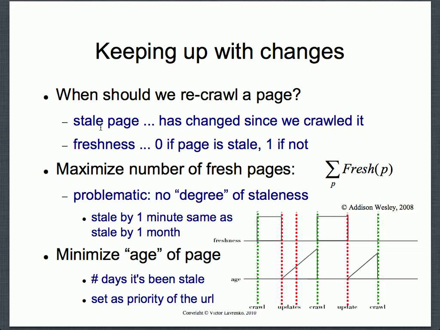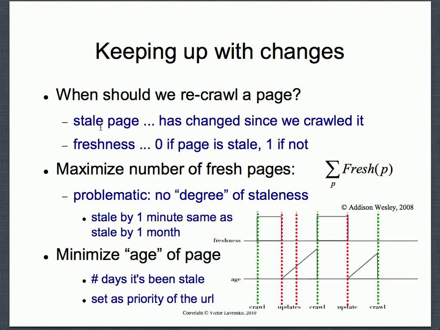So what is the age? Age is basically the number of days that the page has been stale. So if you have time on the x-axis, the green lines represent your crawl times, this is when you have visited a particular page. Red lines represent the updates. Freshness is just a binary function, right? So it was stale, and then I crawled it at this point, so now it's fresh. And it's been fresh until the next update, and then freshness goes back to 0, and so you get a step function.